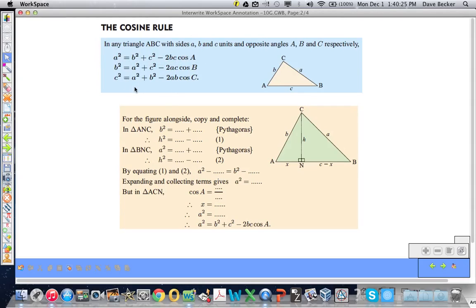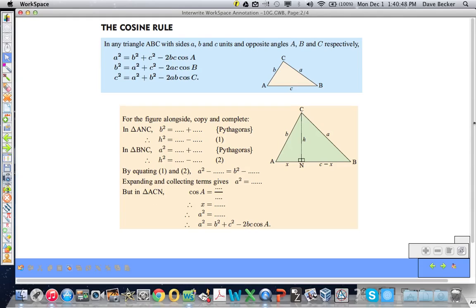And there's a pattern here. If you want to pause it and take a look, it's very easy to see. You have the side length A, then we're going to use the cosine of angle A, and then the other side lengths, B and C, are used in the rest of the formula. The formula is the same, it just follows this pattern.